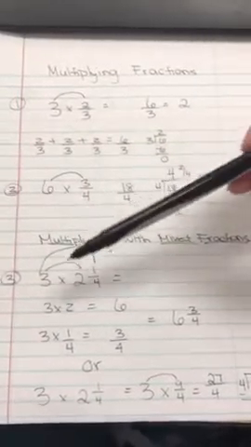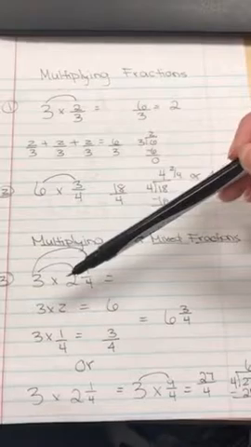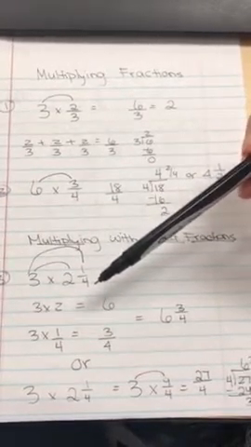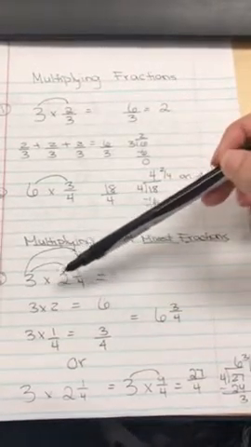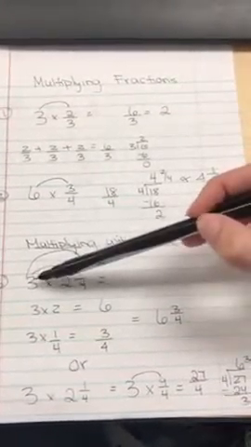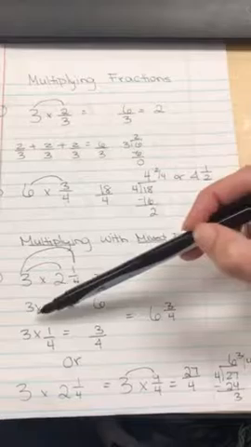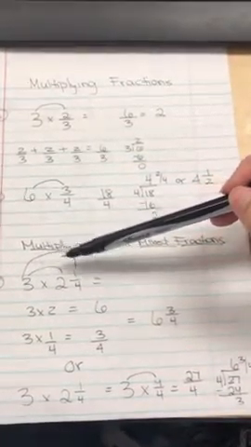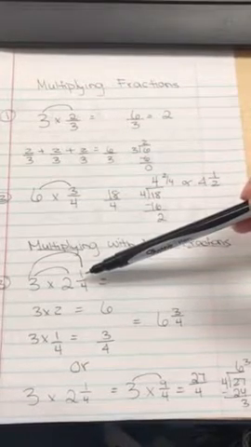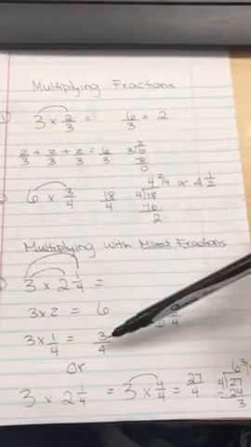So in this example, notice I have 3 times 2 1/4. So it's not just 3 times a fourth. Now I have a mixed fraction. So I'm going to multiply my whole numbers first. 3 times 2, there it is, I'm going to get 6. Then I'm going to multiply my numerator. 3 times 1, and it's going to stay a 3.